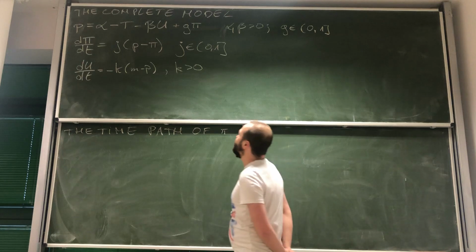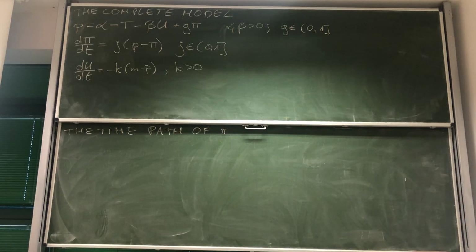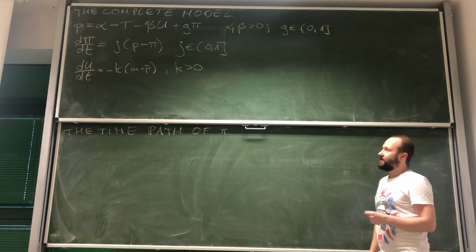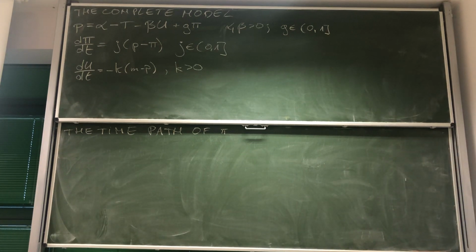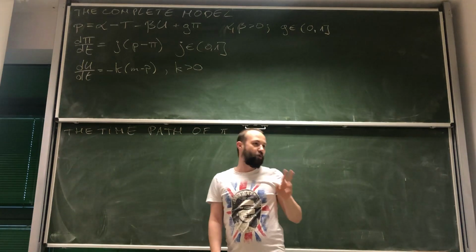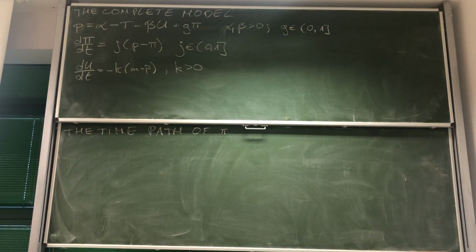So what we need to do here is to first condense this model, these three equations, into one, and we need to express it as a second order differential equation with just one variable alone. The variable that we are choosing is expected inflation.